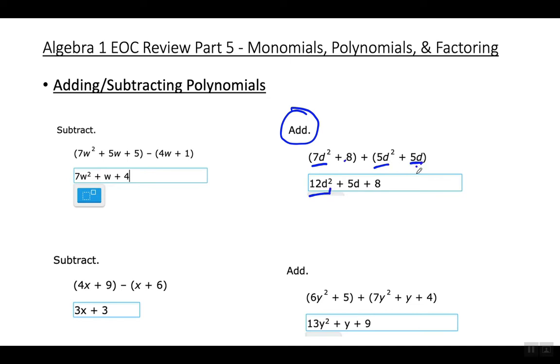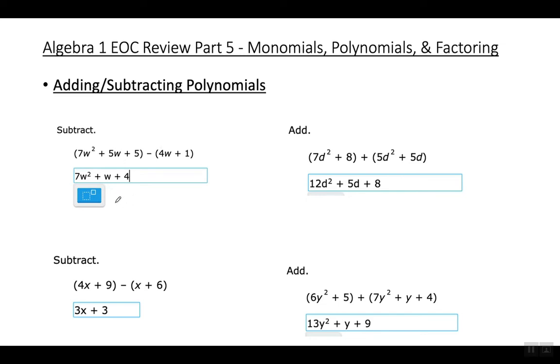There's only one 5d, so that stays by itself. And there's only one number with no variable, so that stays by itself. That's easy. All right, same thing with this one. The only thing you got to watch out for is when you subtract, you always got to distribute this negative sign to everything here. And that's what a lot of you guys are most likely to make a mistake with. All right, so when you subtract polynomials, you got to distribute that minus sign.